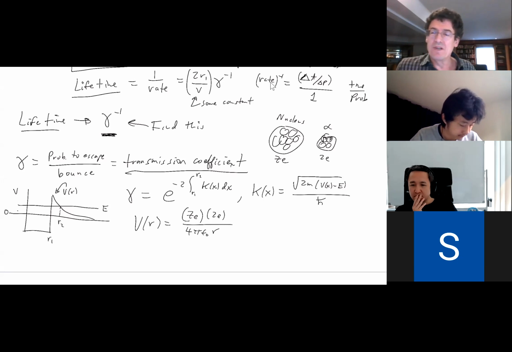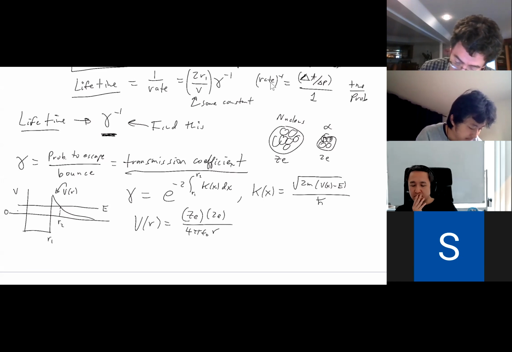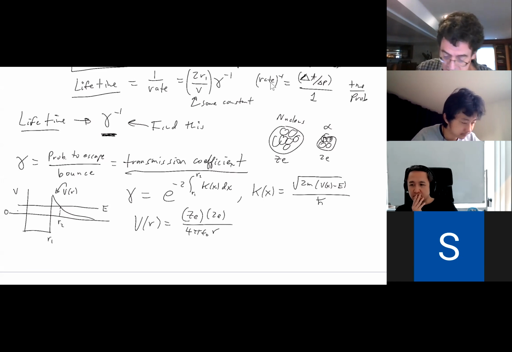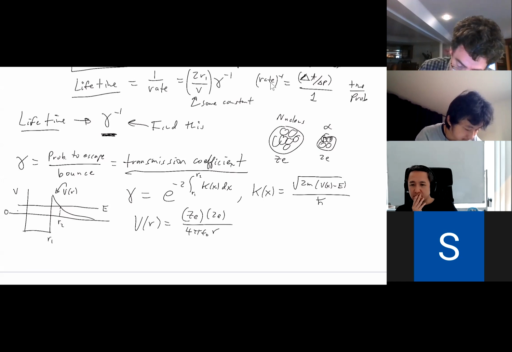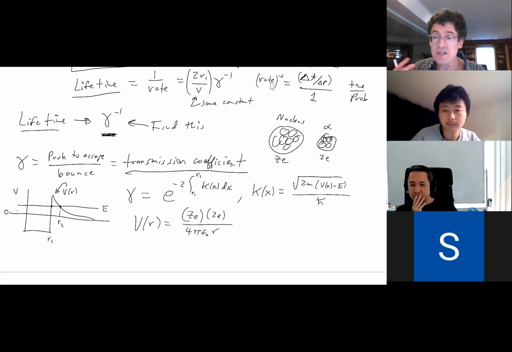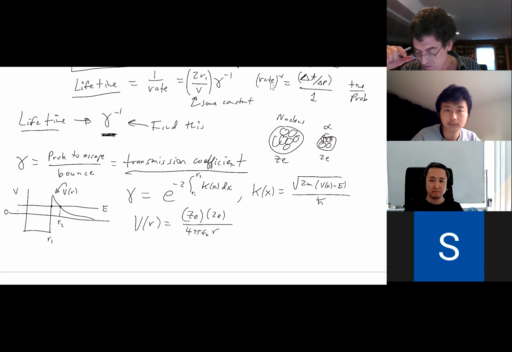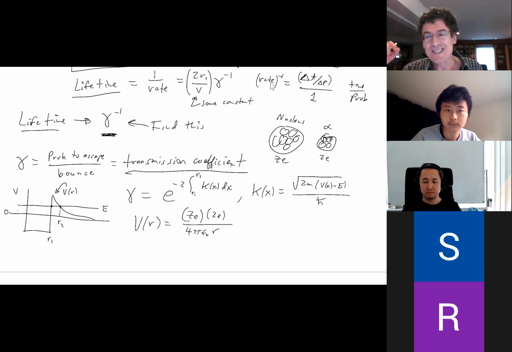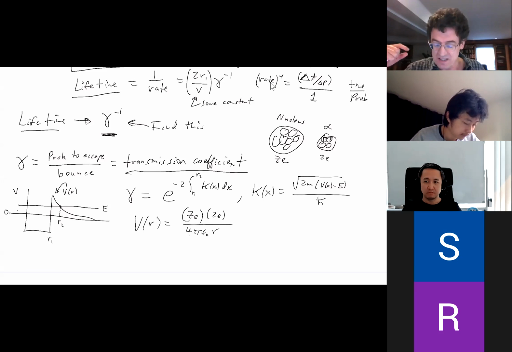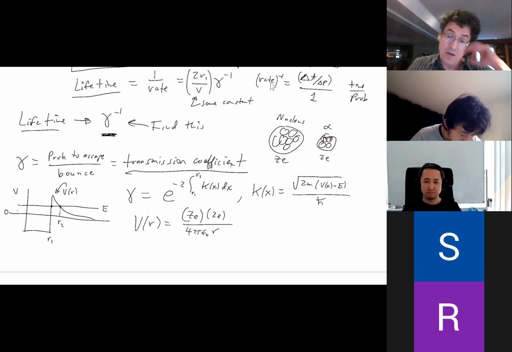That's it. Pretty simple. And notice that R1 and R2 are special because those are the points where the energy and the potential are the same. What are those points called? We talked about them last time. Classical turning points, right? Because that's where classically you would turn around.